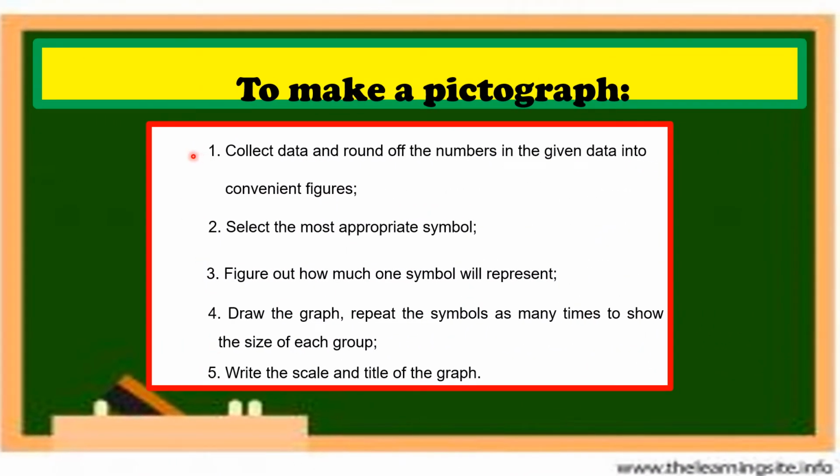Steps in making a pictograph. Number 1, collect data and round up the numbers in the given data into convenient figures. Number 2, select the most appropriate symbol. Number 3, figure out how much one symbol will represent. Number 4, draw the graph. Repeat the symbol as many times to show the size of each group. And number 5, write the scale and title of the graph.